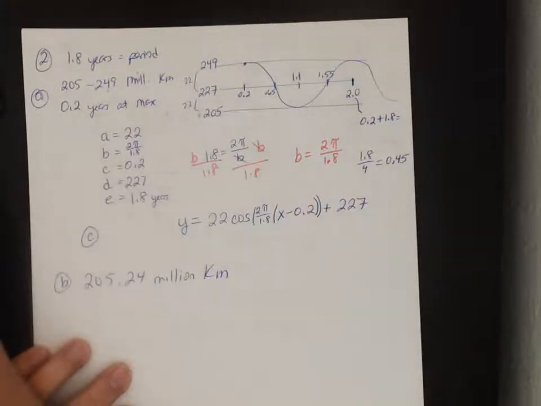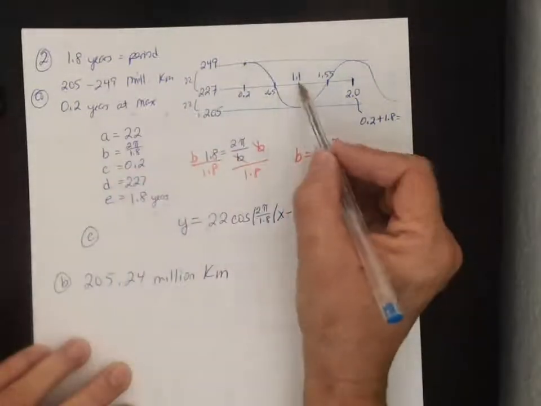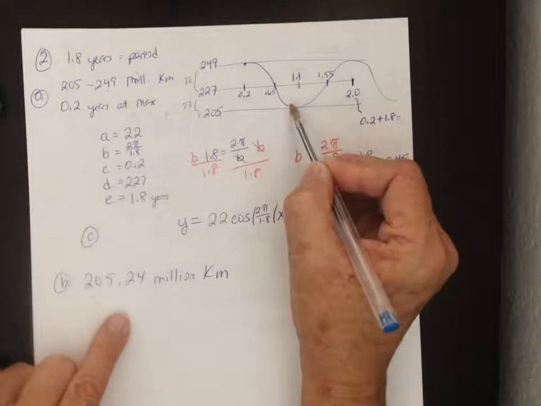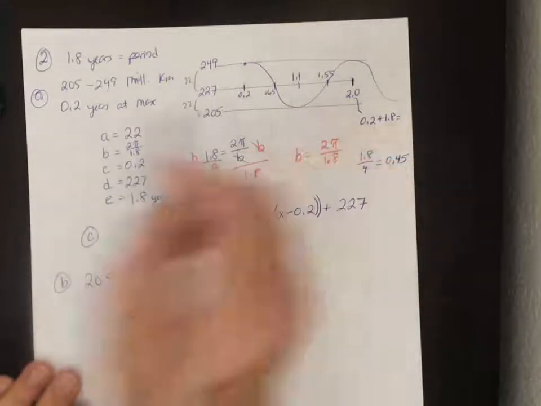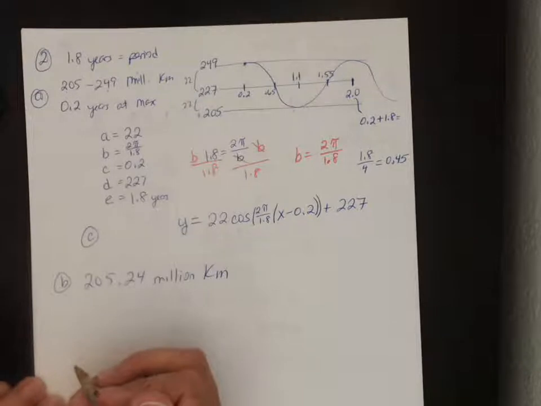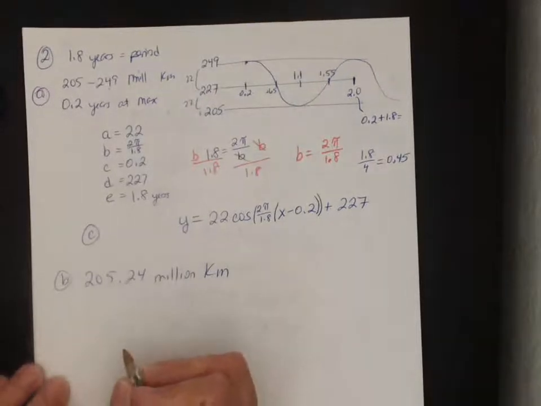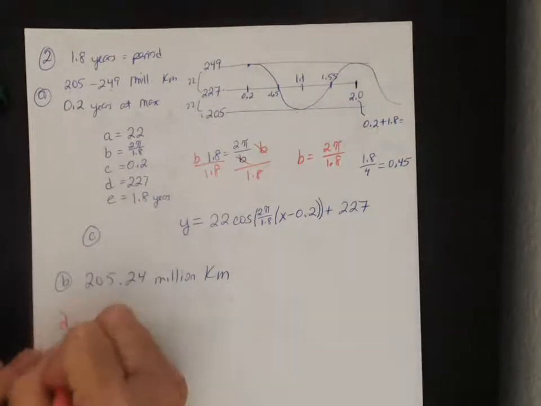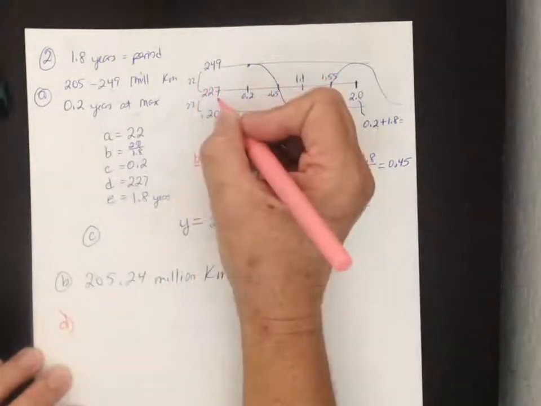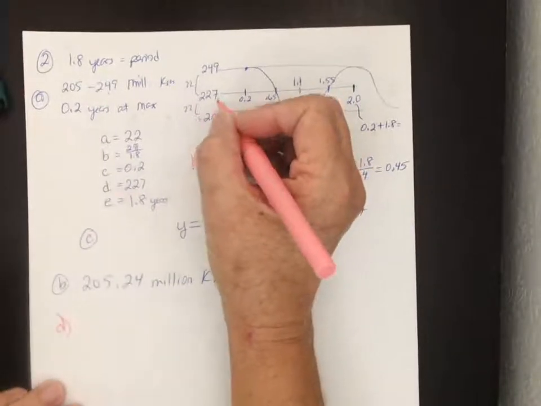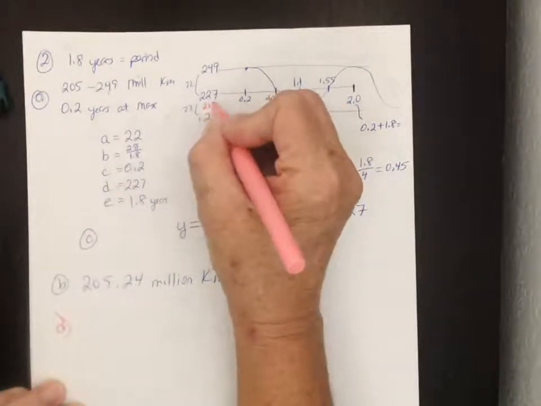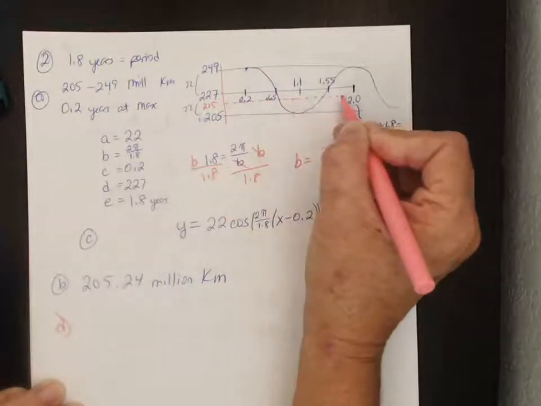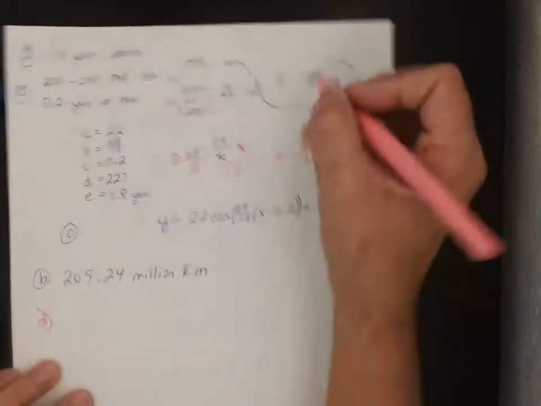Let me just double check that, because that number at 1 year, yeah, I guess that makes sense. At 1 year, it's close to the minimum value. Okay, that's ABC. D was how long is the Mars at least 215 million kilometers from the sun? At least 215. So 215, I'm going to go ahead and draw that in. So here's 215, because again, we're talking about the y value. And that's about right here.